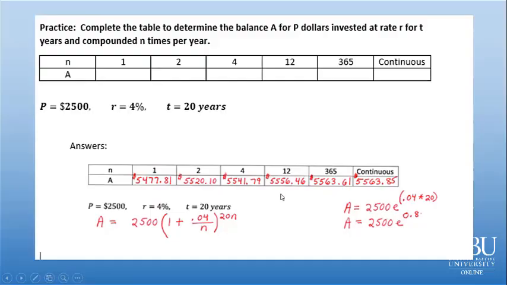If it's compounded continuously, I have to change my formula. The amount would be the original deposit, $2,500, times this irrational number E raised to an exponent. The exponent is RT. T is 20 years. The rate is 4%. 0.04 times 20 is 0.8. So if you enter into your calculator 2,500 multiplied by the irrational number E raised to an exponent of 0.8, you get $5,563.85, rounded to the nearest penny, would be in that account after 20 years.